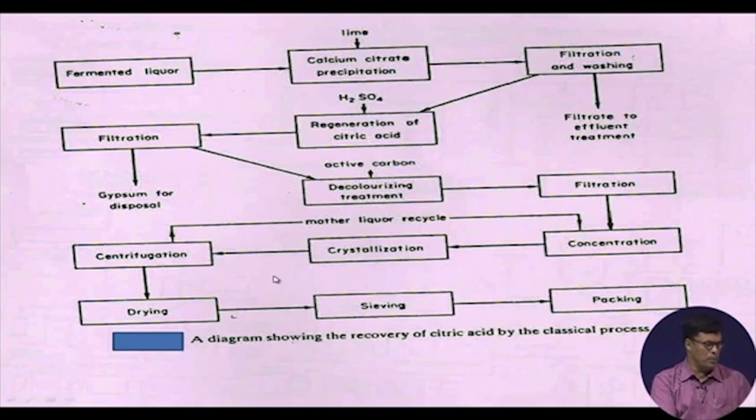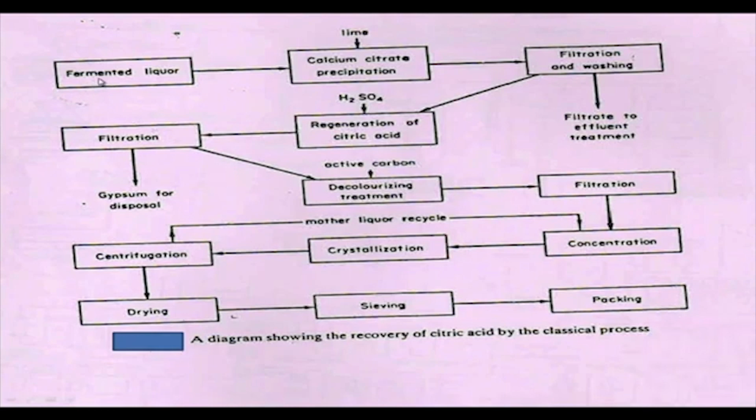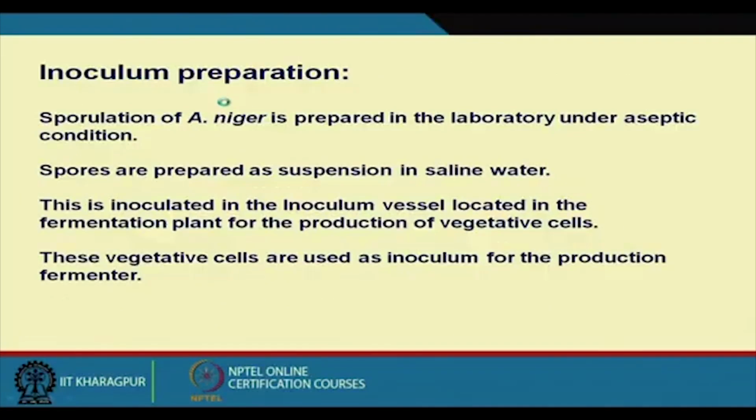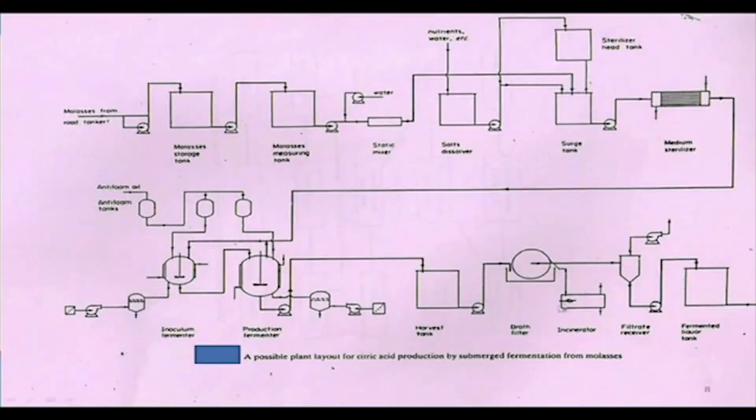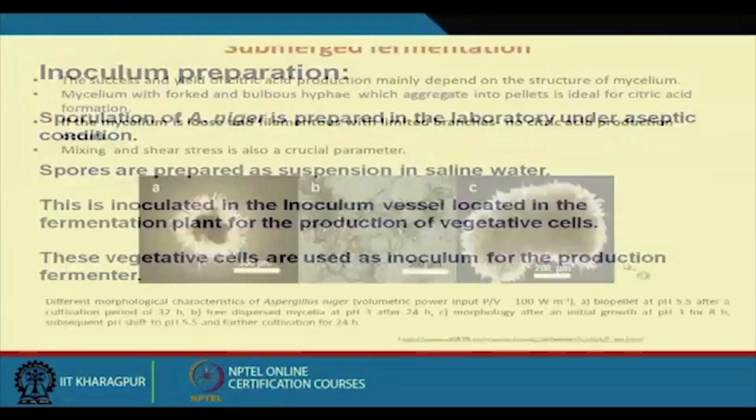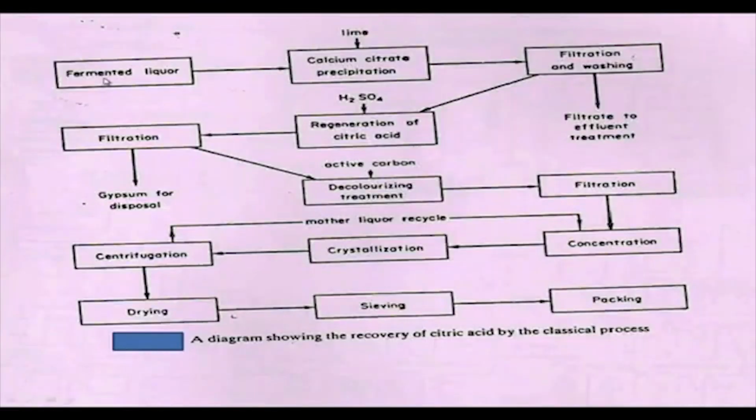Now this is what I want to discuss. This is the downstream processing, the purification process of the citric acid industry. The fermented liquor we take here. In the previous slide I mentioned that after the removal of the cell mass we take it to the filtered reservoir. This is the fermented liquor, this is the filtered material, we take it here.